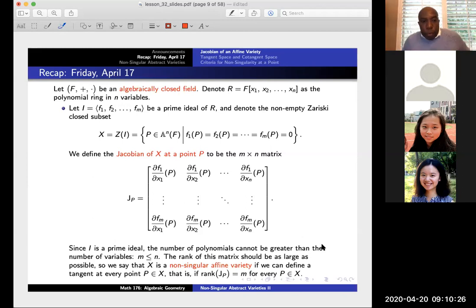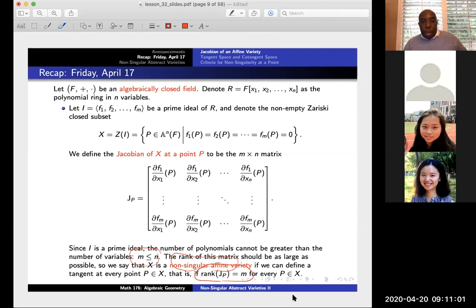So with this, the first thing that we observe is that we cannot have more equations than variables. So m has to be less than or equal to n. Again, m is going to be like the number of equations. n is the number of variables, so we better not have more equations than variables. And the rank of this matrix, we want to be as large as possible. So we'll say that our affine variety is non-singular if we can define a tangent at every point. That is, if the rank is m for every point here in our Zariski closed subset.